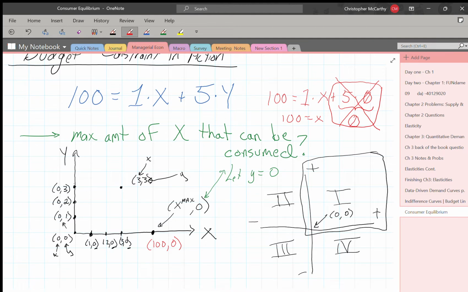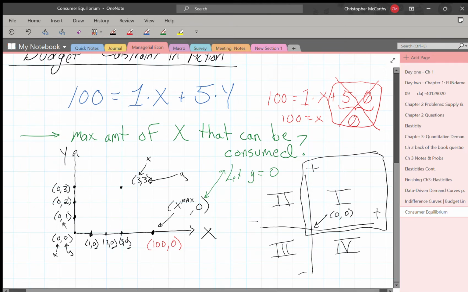So now let's go ahead and calculate what is the maximum amount of y that can be consumed.